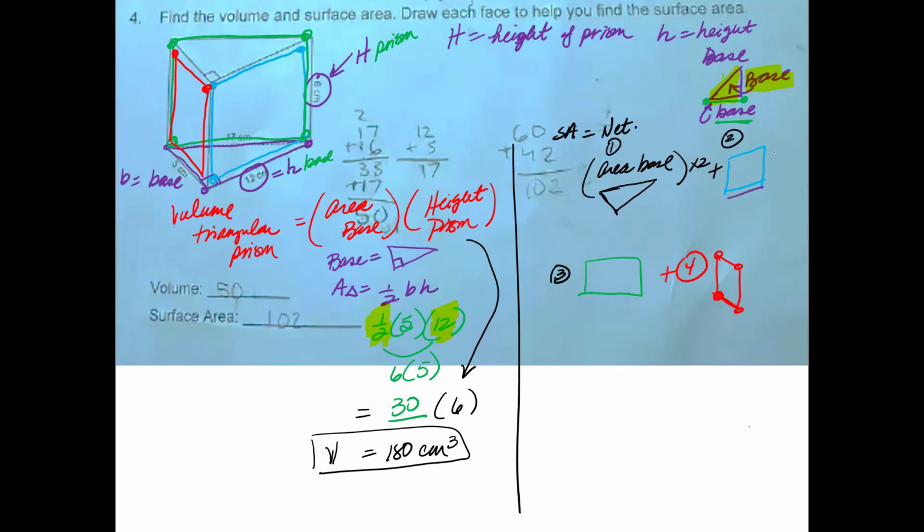What is the length and width for the blue rectangle? Look at the blue side. What are the two numbers? Look at the blue. Yeah, 12 and 6, right? So 12 times 6. And then what about the green one? What are the two numbers?